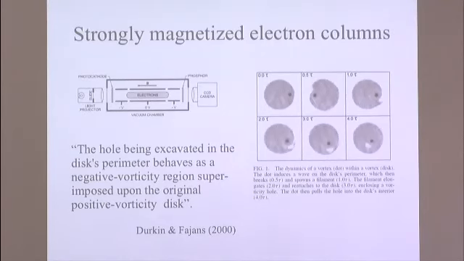I'm going to show only one example. I have collected several examples in oceanography and atmospheric sciences, but I'm going to show you this example of a vortex hole in a magnetized electron plasma. What we have here is the electron density.